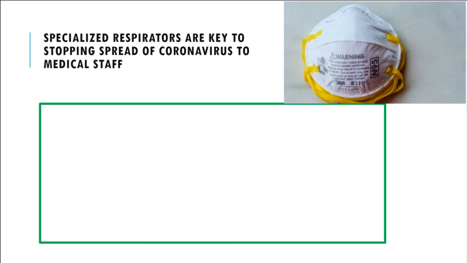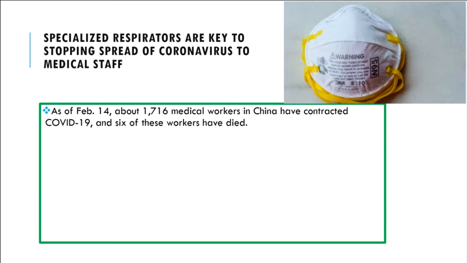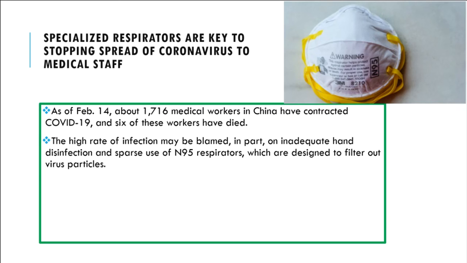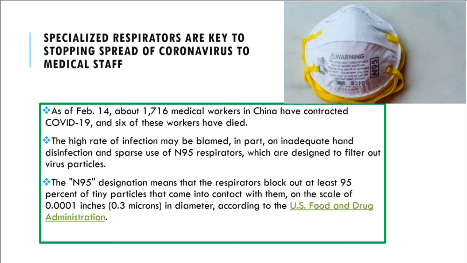Specialized respirators are key to stopping spread of coronavirus to medical staff. As of February 14, about 1,716 medical workers in China have contracted COVID-19, and 6 of these workers have died. The high rate of infection may be blamed, in part, on inadequate hand disinfection and sparse use of N95 respirators, which are designed to filter out virus particles. The N95 designation means that the respirators block out at least 95% of tiny particles that come into contact with them, on the scale of 0.0001 inches, 0.3 microns, in diameter, according to the U.S. Food and Drug Administration.